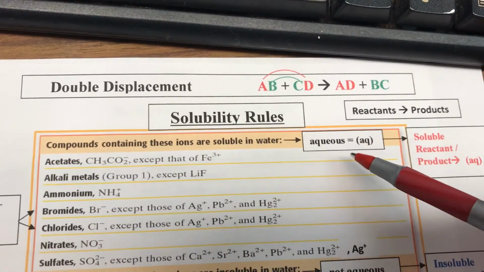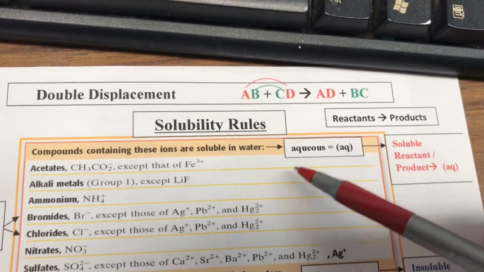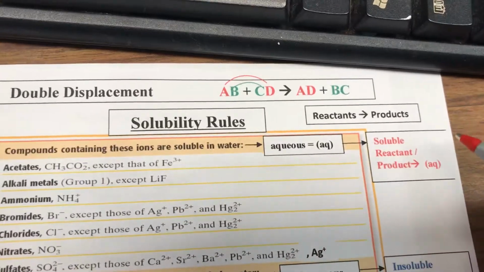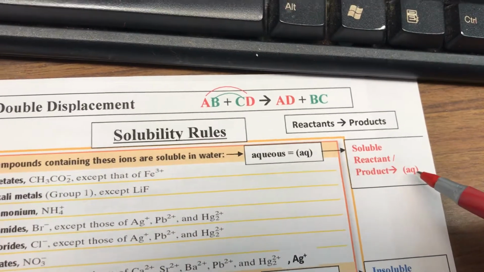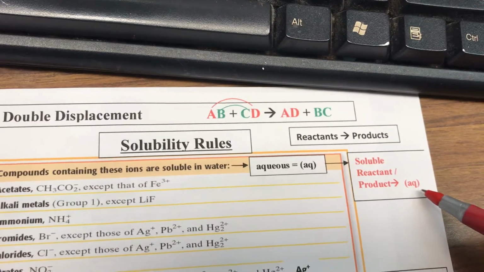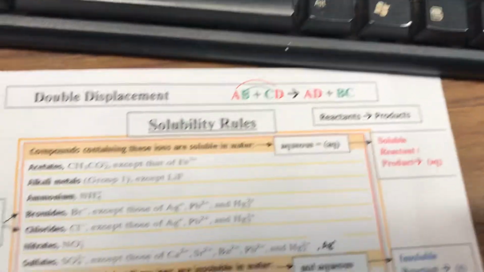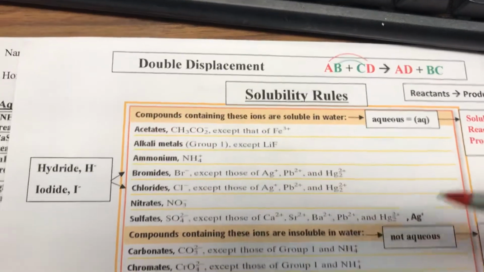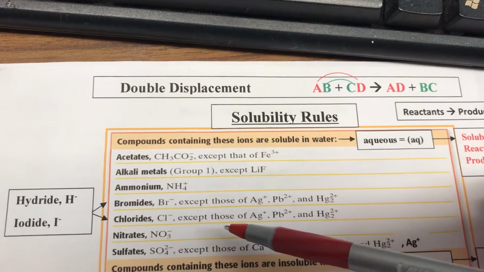Aqueous means that when they sit in water, they will be dissolved and separated, forming charges. So anything soluble, no matter whether reactant or product, is always aqueous. That means they will stay in the water and be separated into charges. On the top here, hydrogen and iodide follow the same rule as bromide and chloride.